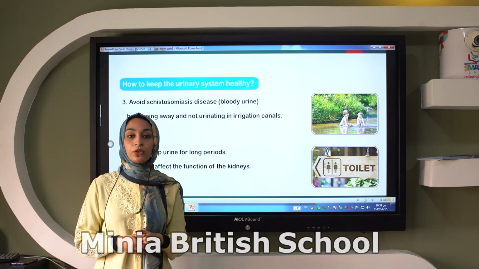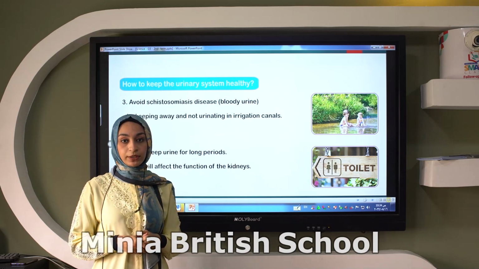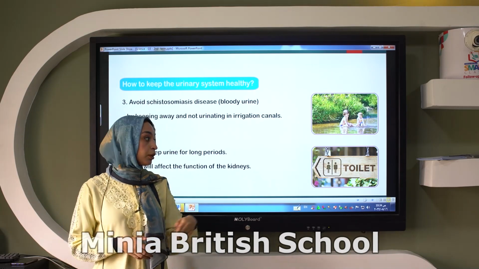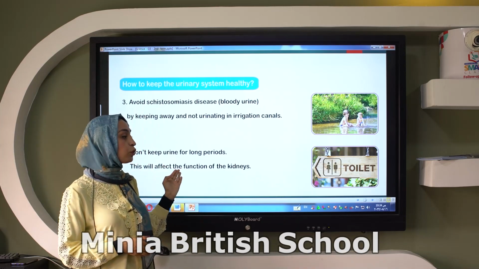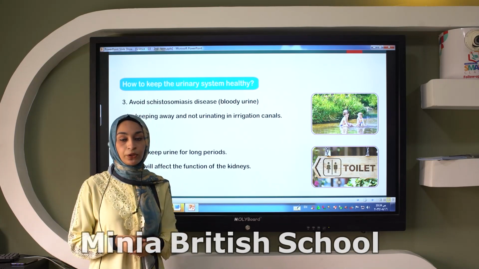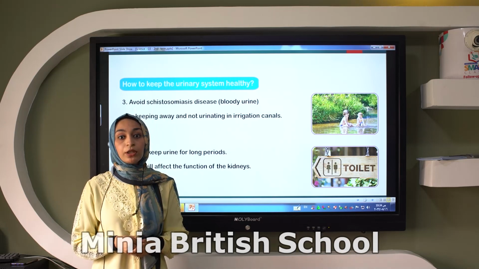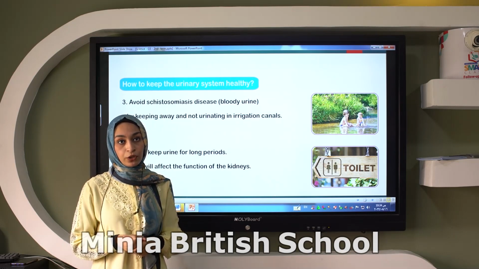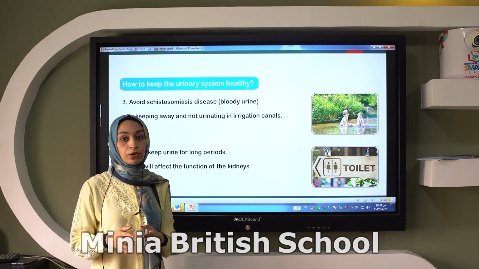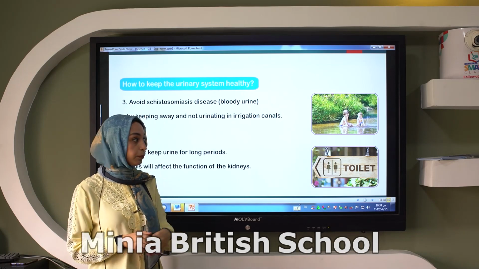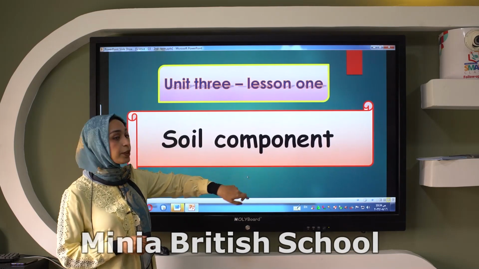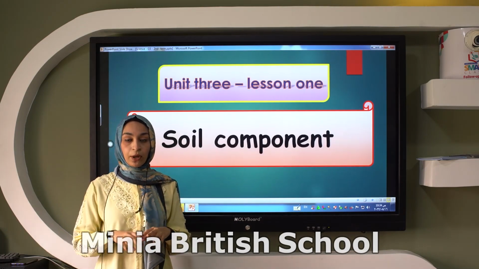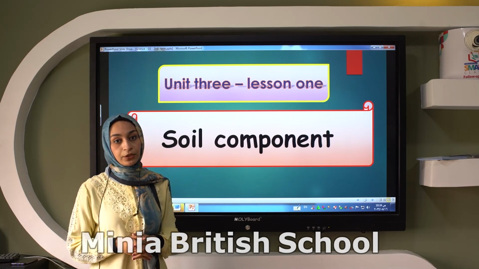Stop urinating in irrigation canals to avoid the schistosomiasis disease or bloody urine. And also, don't keep urine for a long period of time inside your bladder, because this will harm or affect the function of the kidney. So you have to get rid of it continuously. This is for the urinary system, or actually for unit 2.